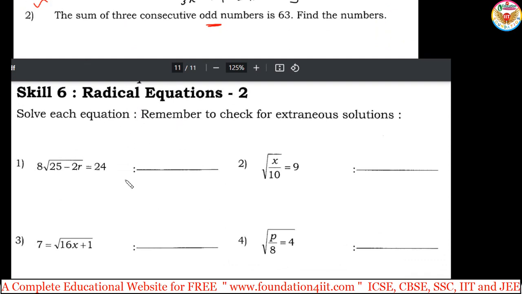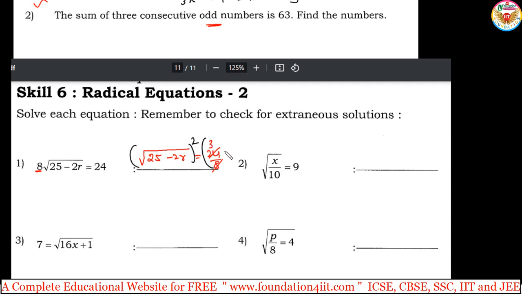If you are able to find any square root within the linear equations, what should we do? We need to apply squaring on both sides. Before applying squaring on both sides, first isolate the square root term. First problem: root of 25 minus 2r. So 8 is multiplying this now. Take it to the right side, 24 divided by 8. This is my square root; remaining terms take to the other side. 8 times 3. Now we can apply the squaring on both sides.